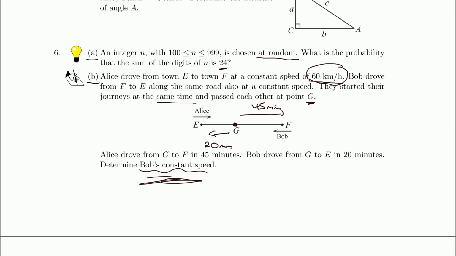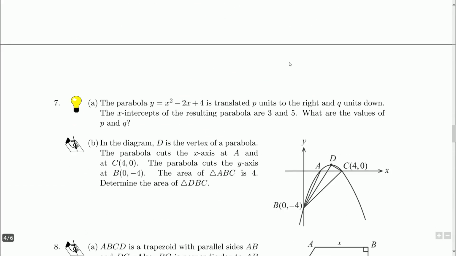Okay, so that's it for question number 6. I guess up next will be question number 7. The B part looks like it has maybe a parabola in it, but we will figure that out in the next video. I'll see you there.